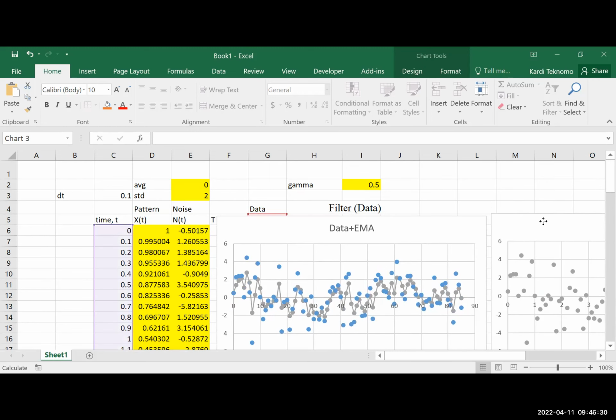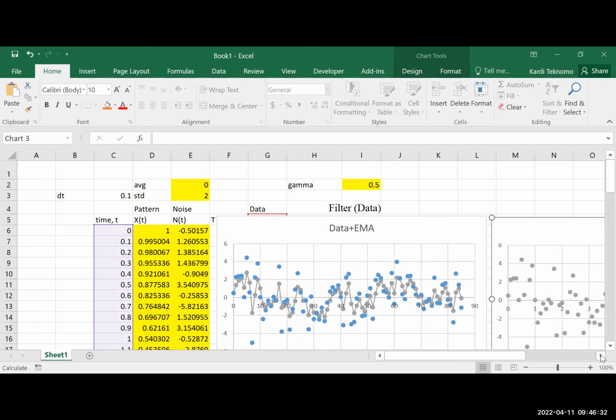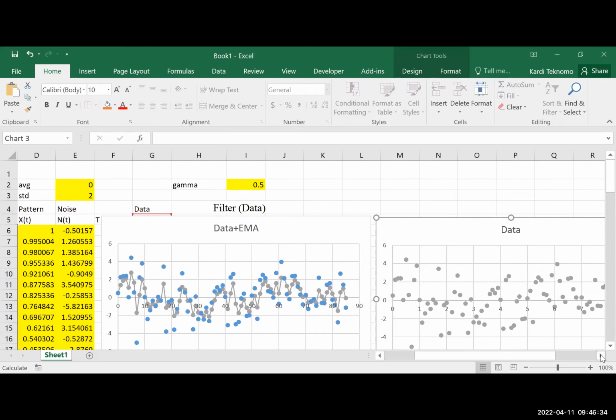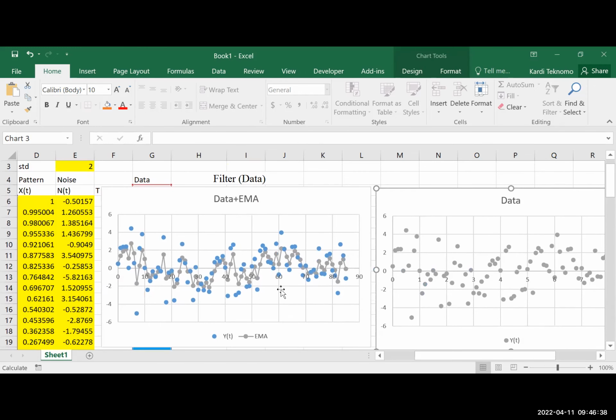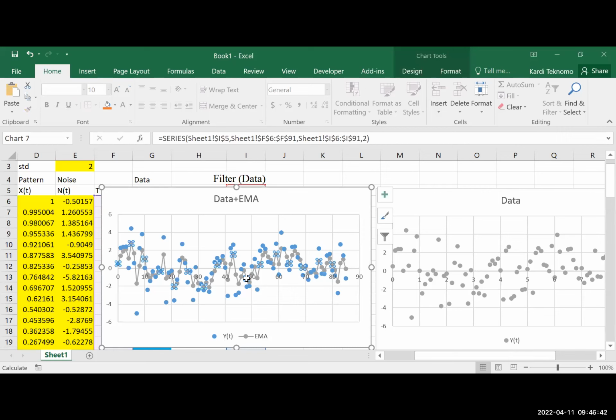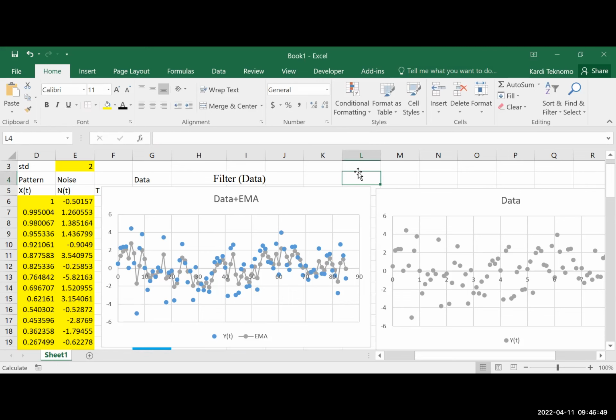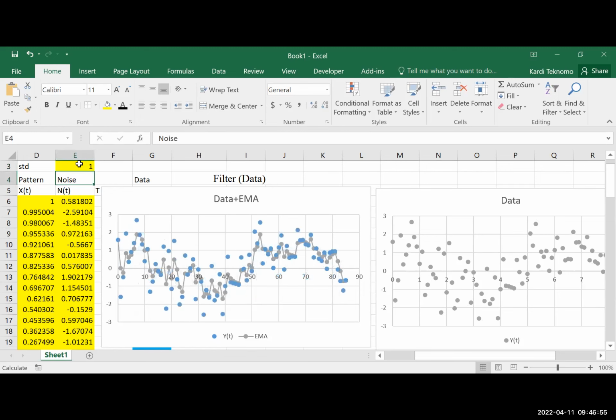Can you see? Okay. You have your data, which is the blue one, and this is the EMA, which is the gray one. So your data is very noisy. So I will put less noise now in the data, say 0.2.